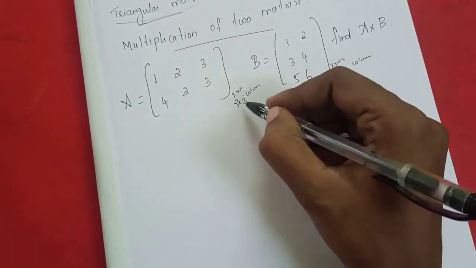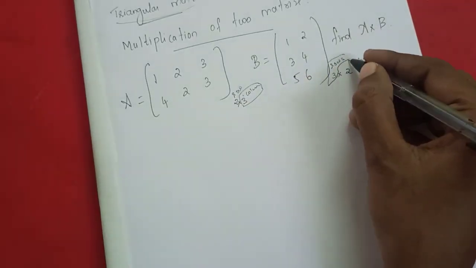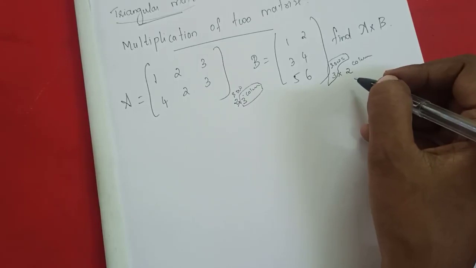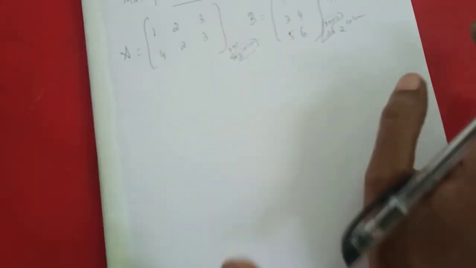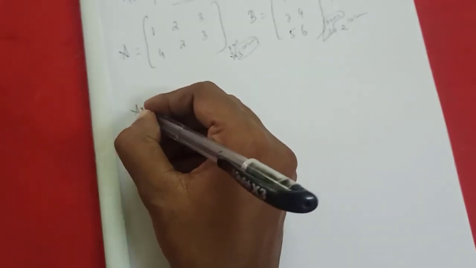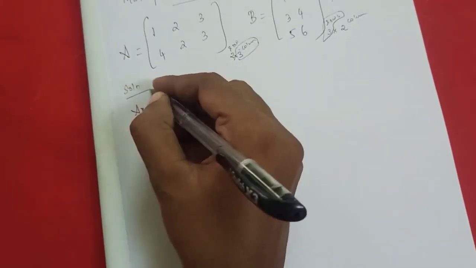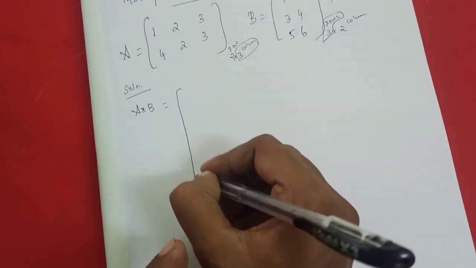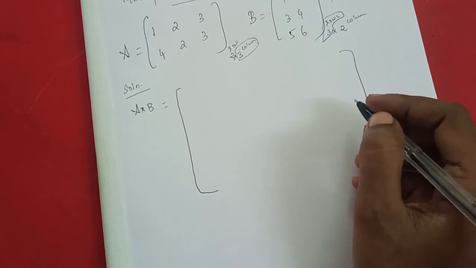I have told you the number of columns in the first matrix must be equal to the number of rows in the second matrix. Is the condition clear? Okay, so the condition is correct and we can find A cross B. So how will we find A cross B? You will feel it somewhat difficult when writing directly, so until you are thorough, I will use one method for you.